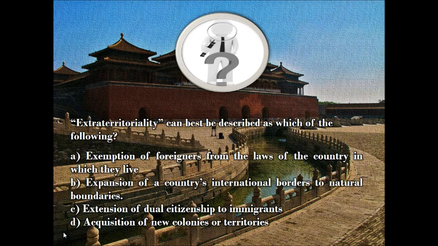Review question. Extraterritoriality can best be described as which of the following? A. Exemption of foreigners from the laws of the country in which they live. B. Expansion of a country's international borders to natural boundaries. C. Extension of dual citizenship to immigrants. D. Acquisition of new colonies or territories. The answer is A. Exemption of foreigners from the laws of the country in which they live.